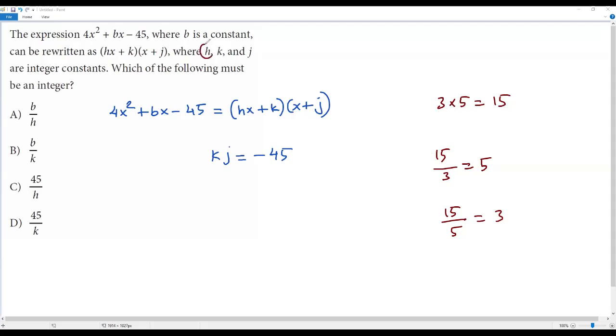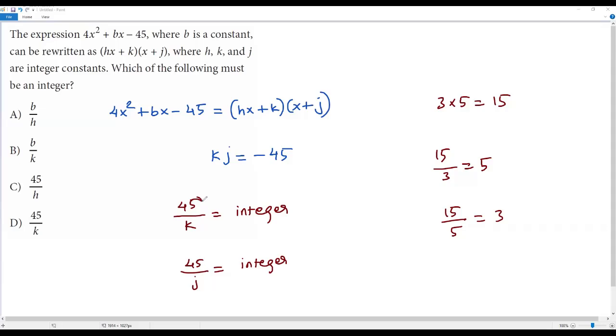Okay, the question says h, k and j are integer constants. So k and j are integers, and the product of these two integers equals −45. So 45 is evenly divisible by both integer constants k and j. That is, if I divide 45 by the first integer k, I'll get an integer as a result. Or if I divide the product 45 by the second integer j, again I'll get an integer as a result. So 45 over k and 45 over j are both integers.